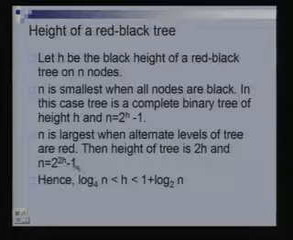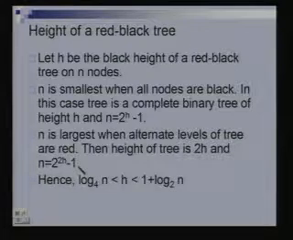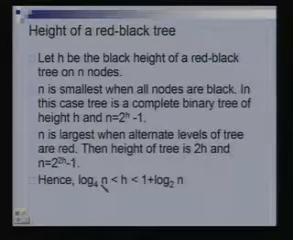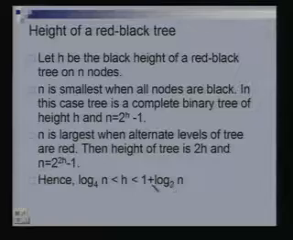So, the total height of the tree becomes 2h, and so the number of nodes in the tree becomes 2 to the 2h minus 1, which is about 4 to the h minus 1. So this implies that h lies between log of n to the base 4 and log of n to the base 2. Just a plus 1 minus 1 you can figure out, right.